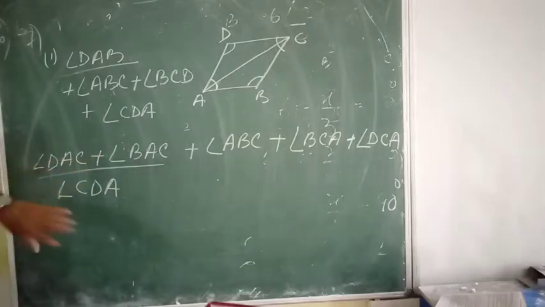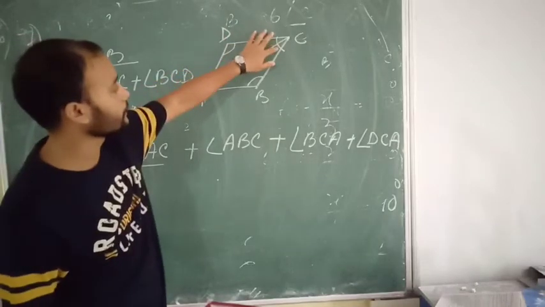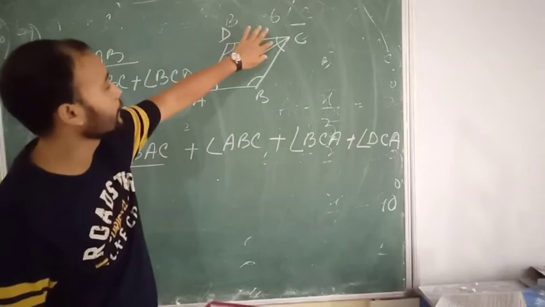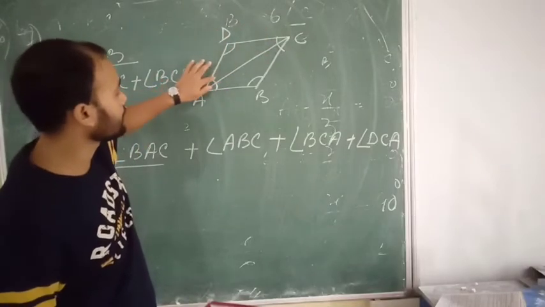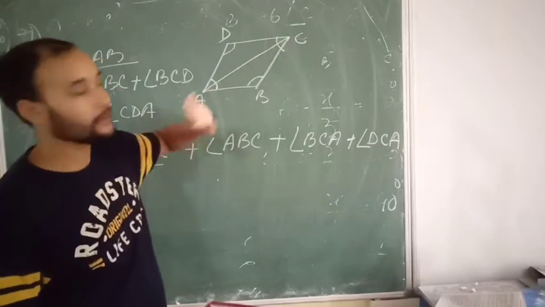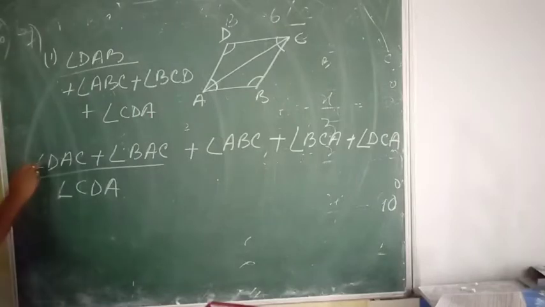Now from all these angles, try to find if we can find this angle. If we are able to find this and this angle, then this angle plus this angle will give 180 degrees. This angle plus this angle will give 180 degrees. Okay, the entire value will be 360. That is angle DCA.